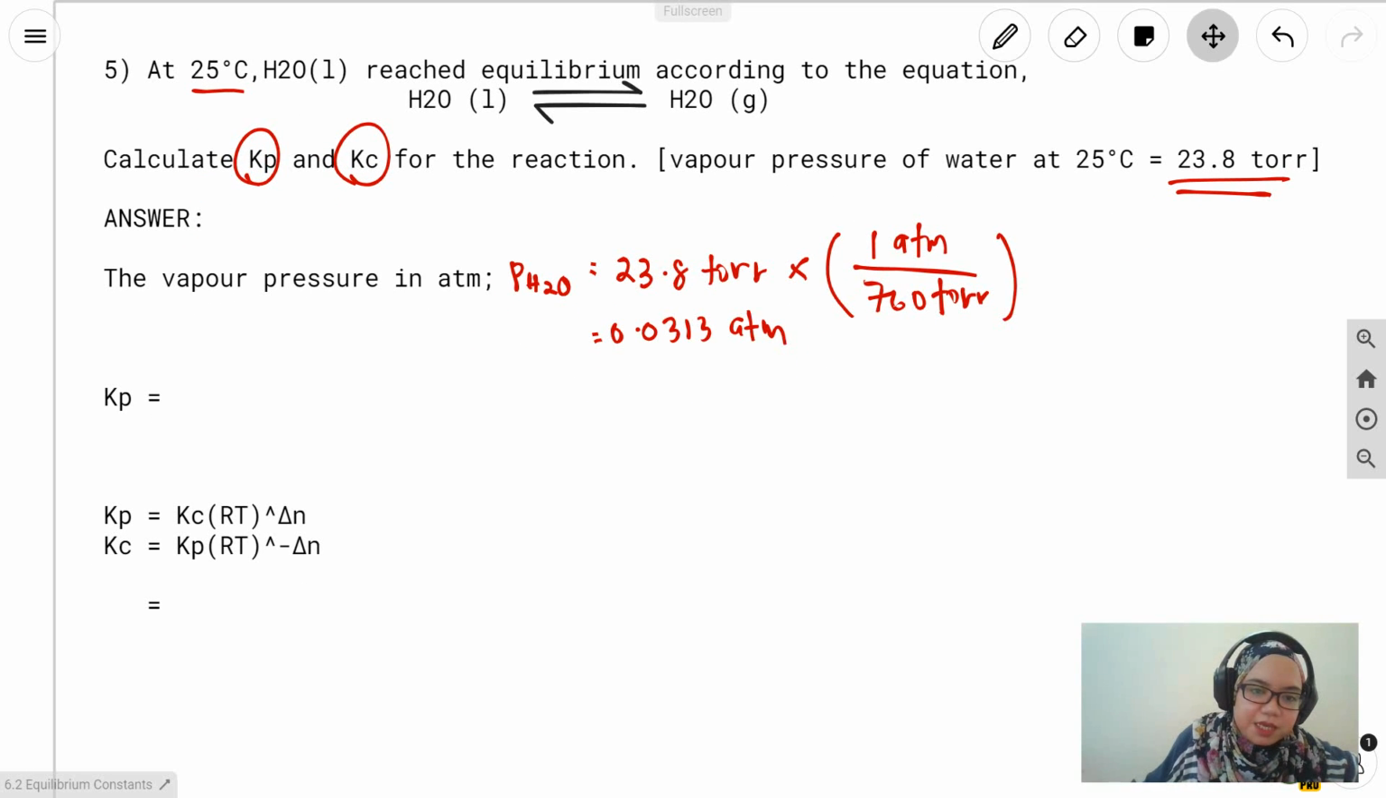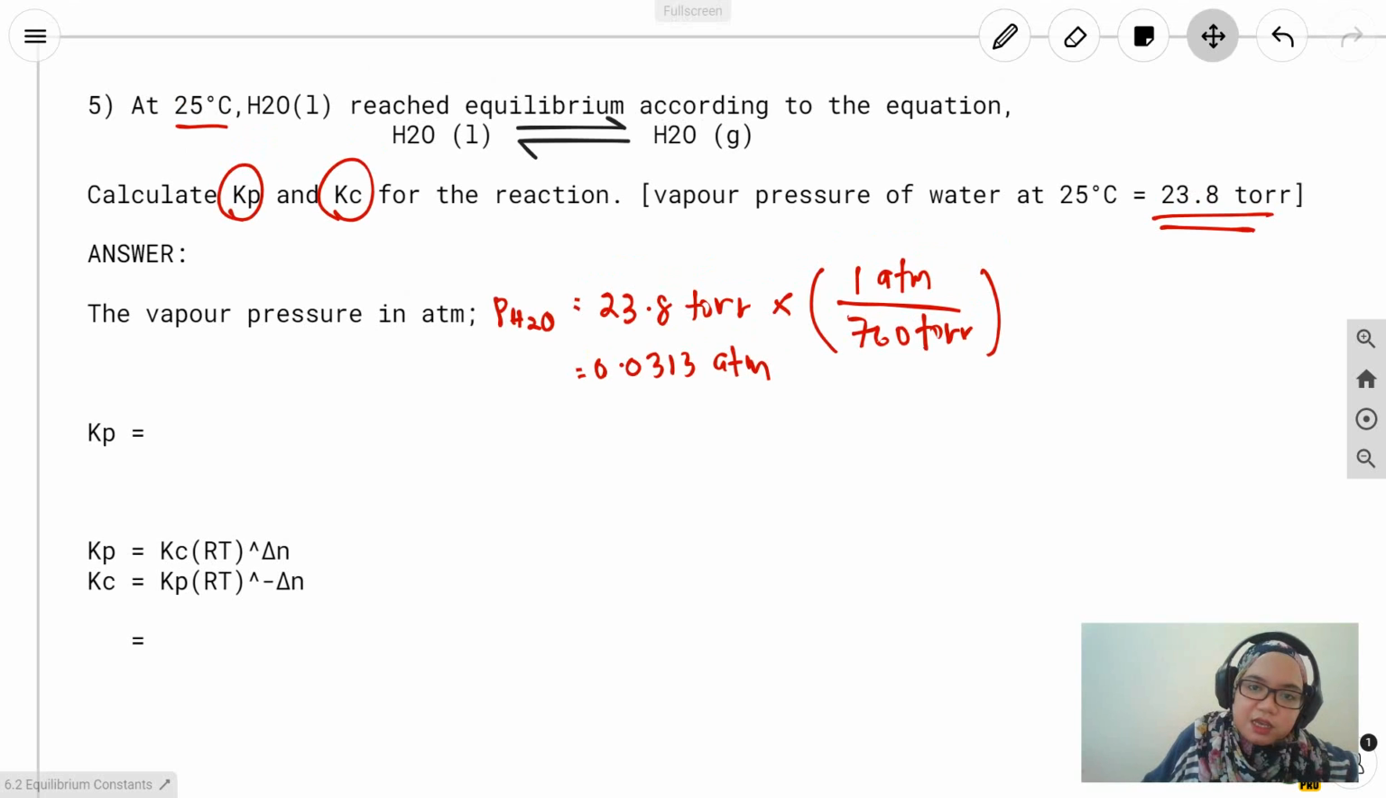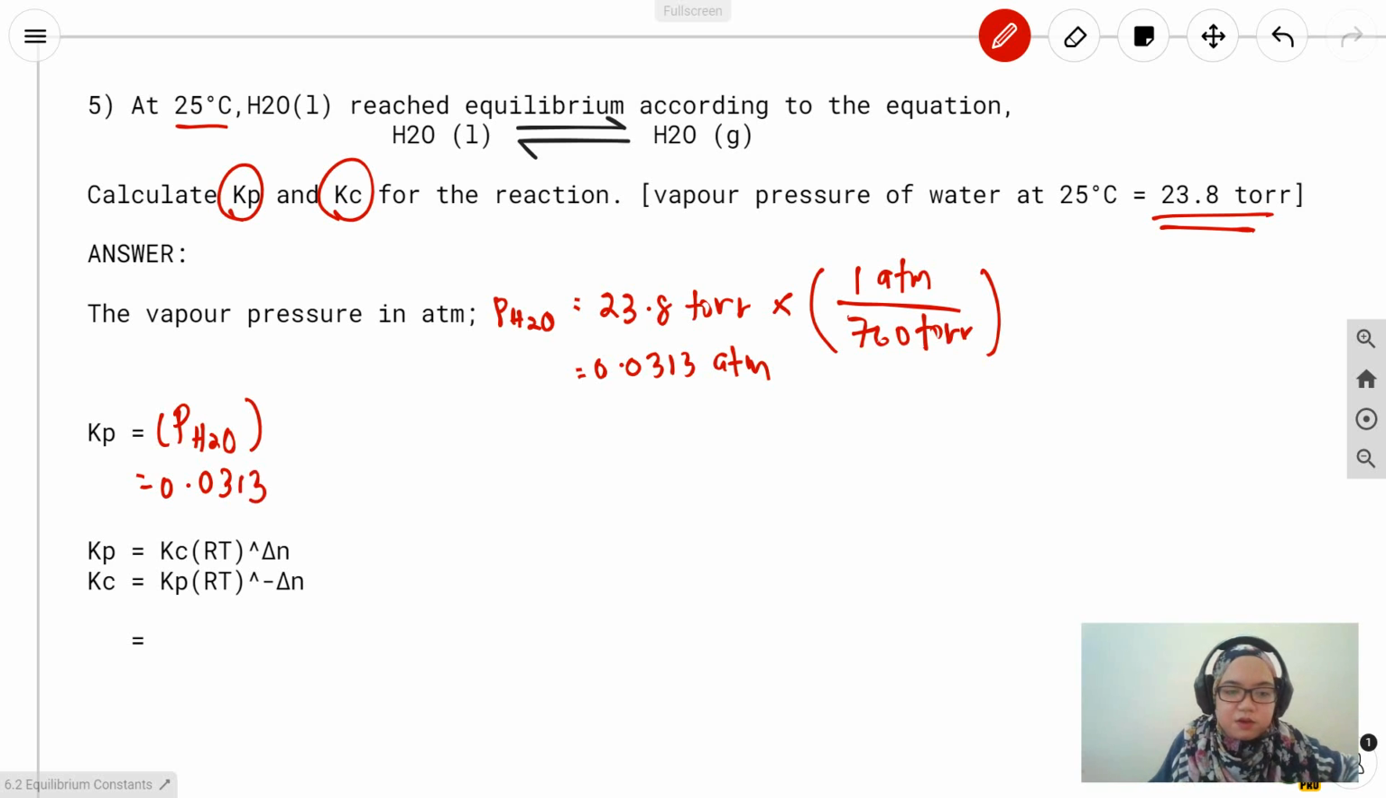So now we can find Kp. So Kp is this one only, because the equilibrium constant in terms of partial pressure is applicable for the gas phase only. So Kp here is equal to the partial pressure of H2O. So we know that the partial pressure of H2O is 0.0313. Okay, so now we can find the Kc because we know that Kp is equal to Kc times RT to the power of delta N.